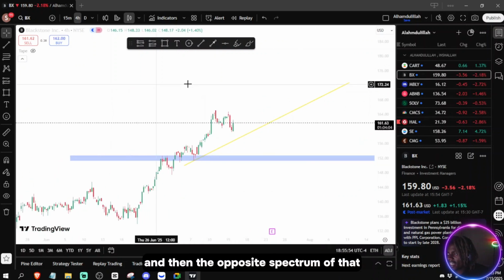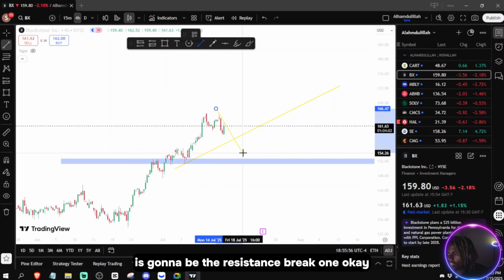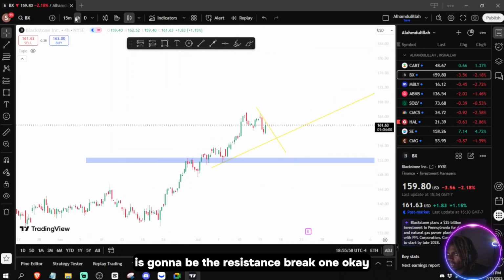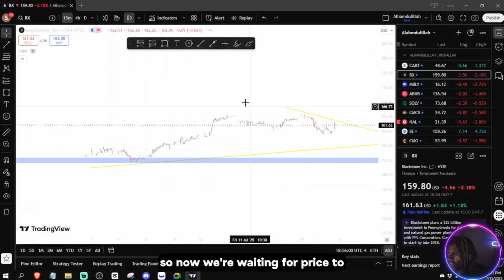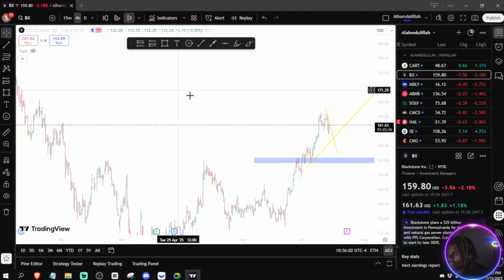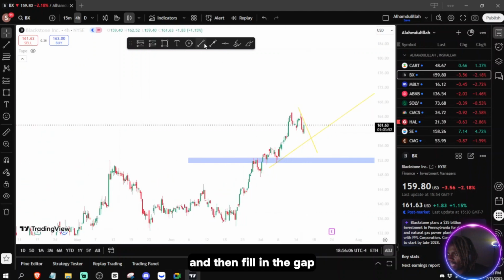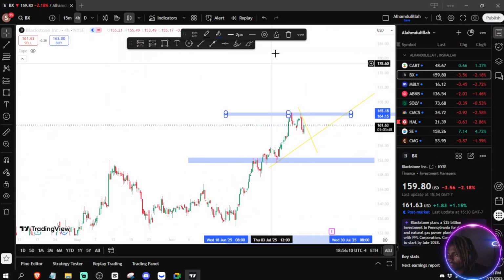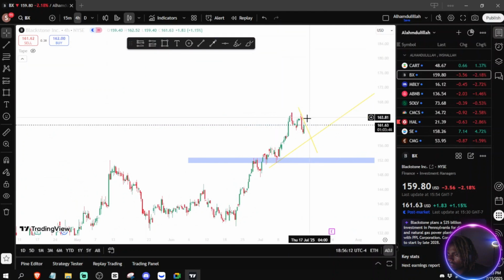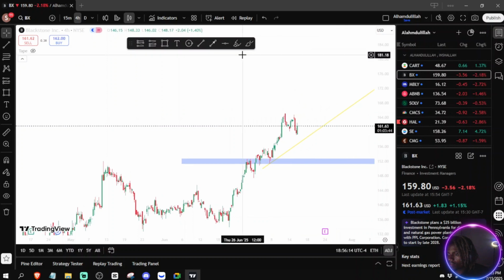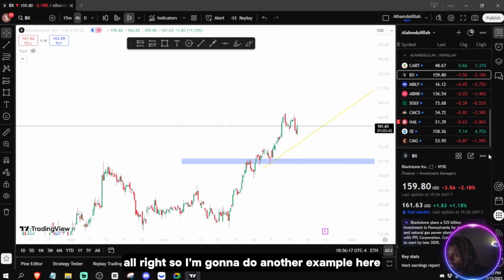And then the opposite spectrum of that is going to be the resistance break one. Okay. So now we're waiting for price to get above it on the resistance side. Okay. And then fill in the gap. All right. So I'm going to do another example here.